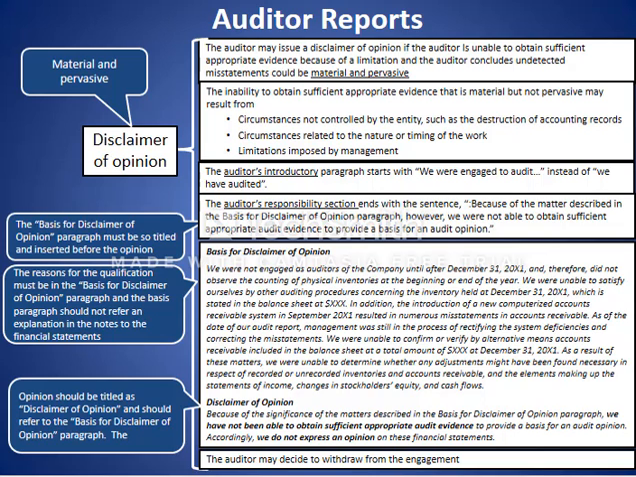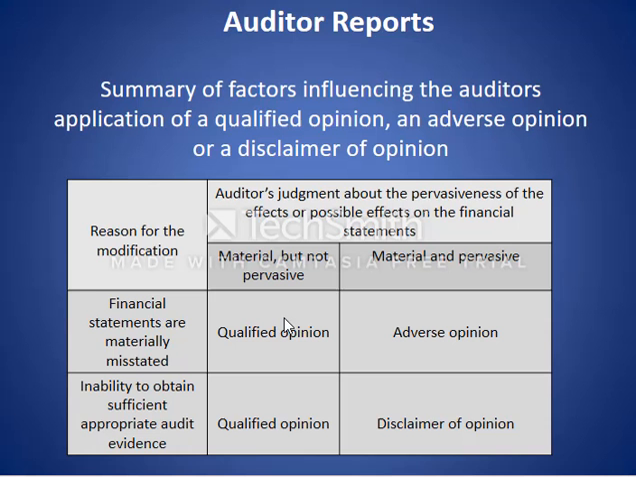Now let's take a look at a 10,000 foot overview of what we've just talked about. Here we have a matrix summarizing the factors influencing the auditor's application of a qualified opinion, an adverse opinion, and or a disclaimer of opinion. Here we have the different types of opinions based upon the reasons for the modification of the audit report and the auditor's judgment about the pervasiveness of the effects or possible effects on the financial statements.